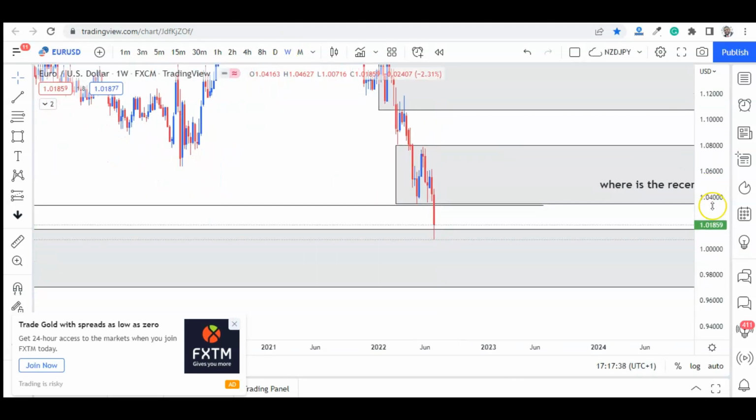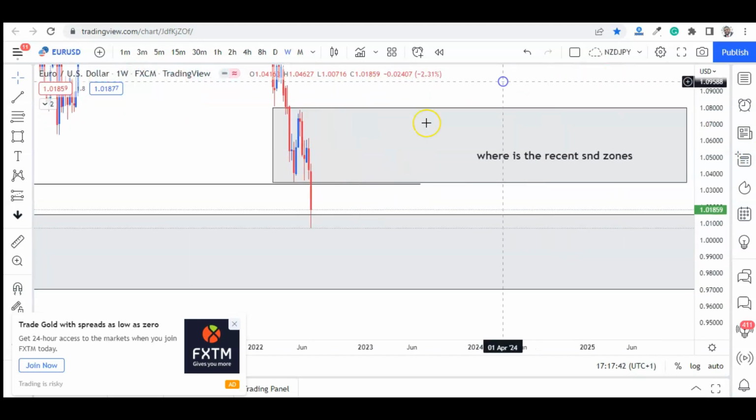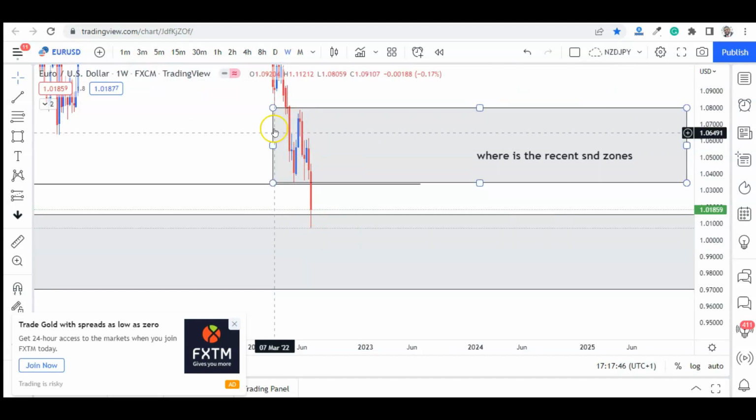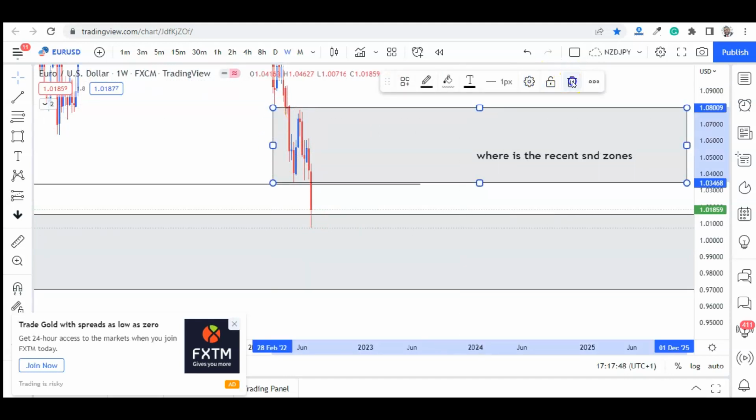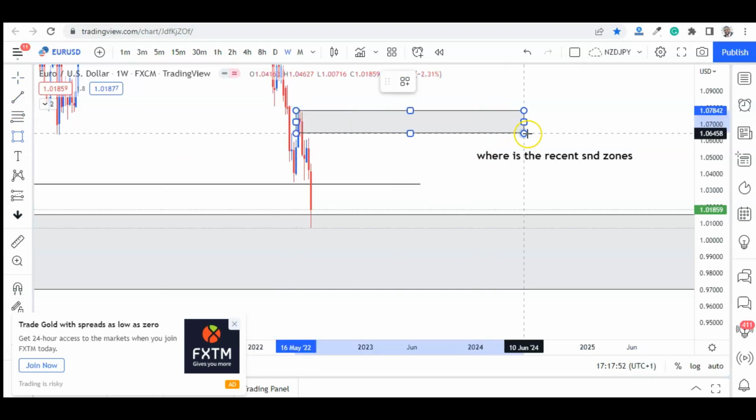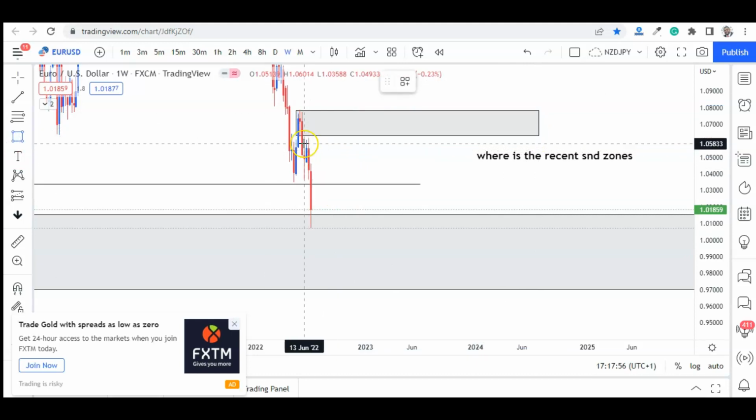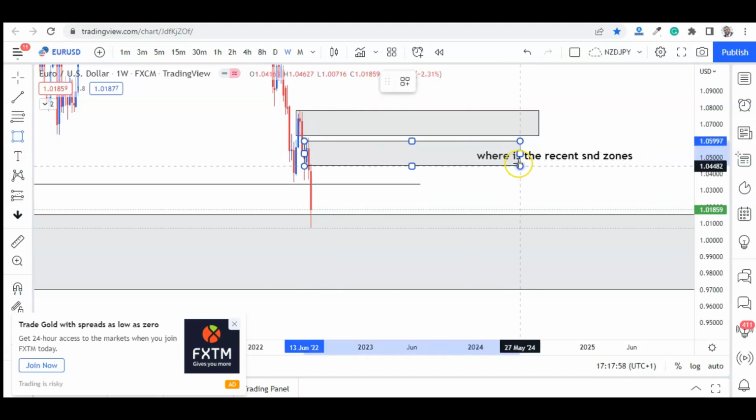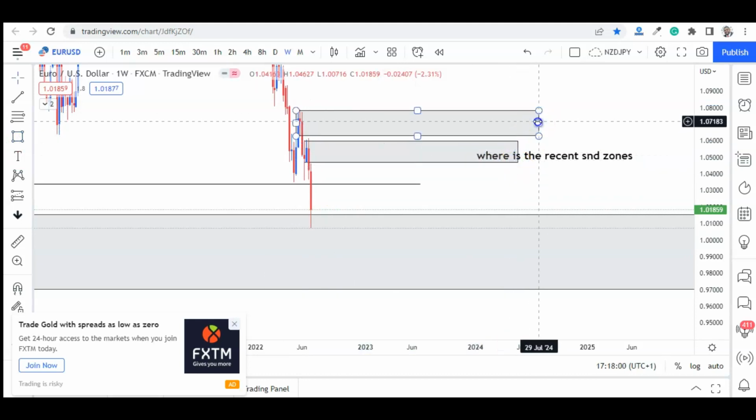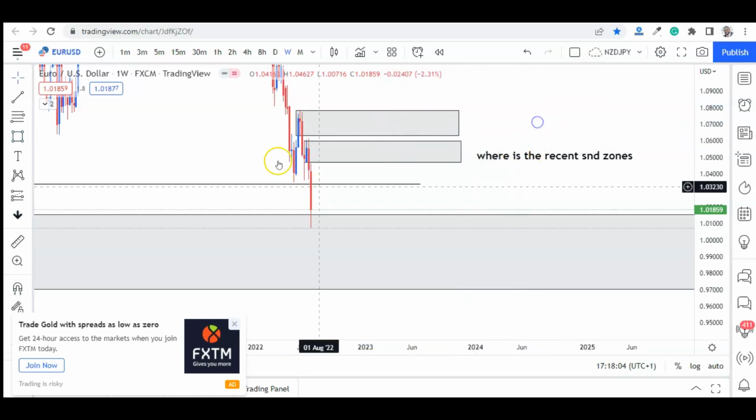Then you ask the same question. In this case, we have a recent break here, so we can refine this. We have a supply zone here, and we have the recent supply zone here that were responsible for the break, and we have this hidden base as well.